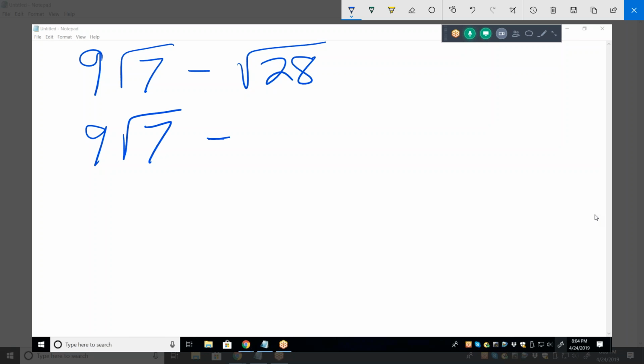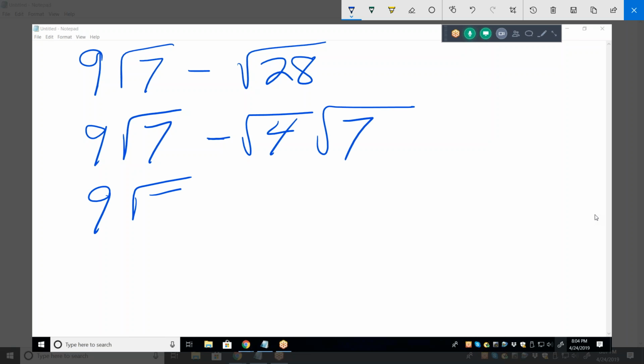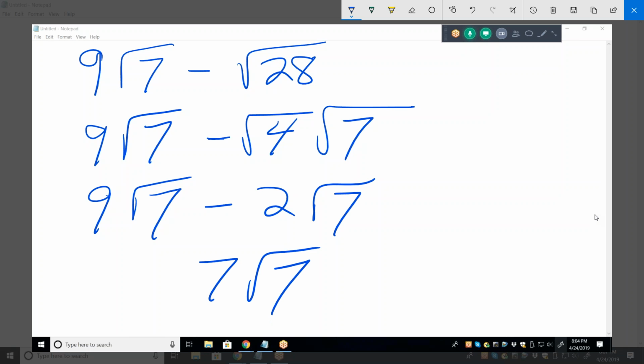Well, split it apart by factoring it. I'd do 4 and 7, and then it'd be 2 root 7. Now simplify it. What do we have? 2 root 7. And now finish it. And that would be 7 root 7. There you go.